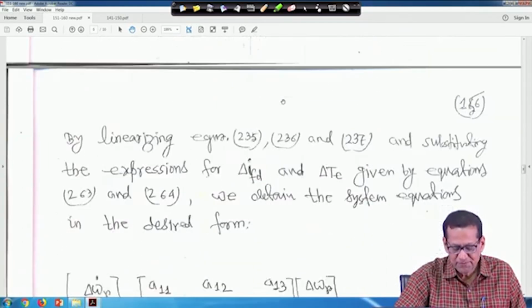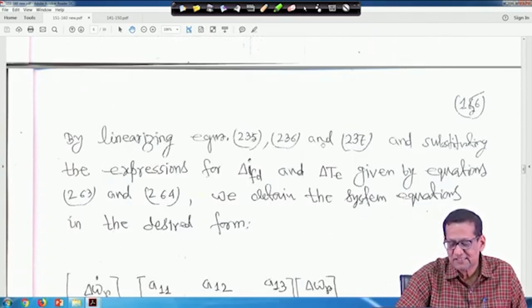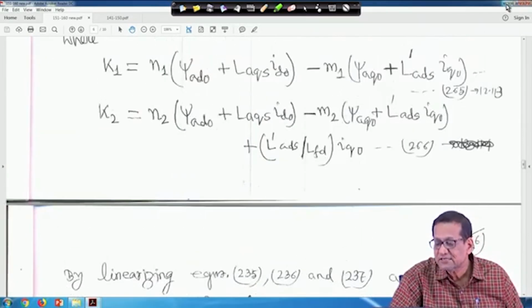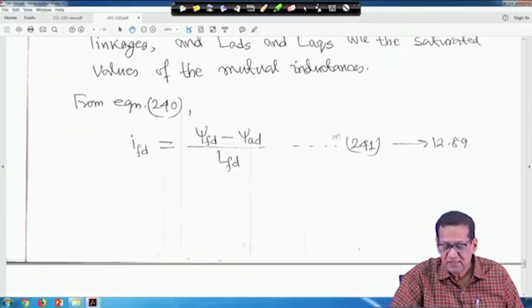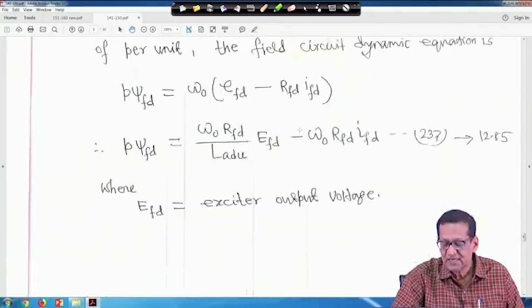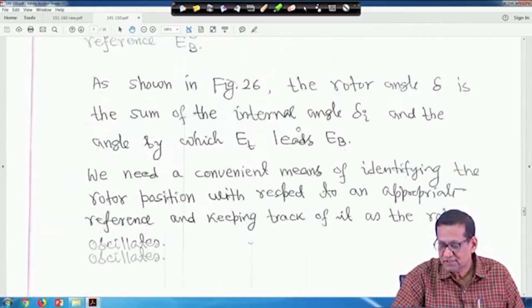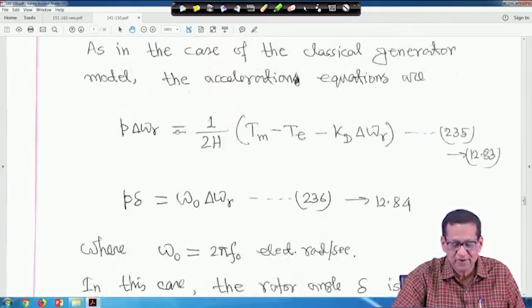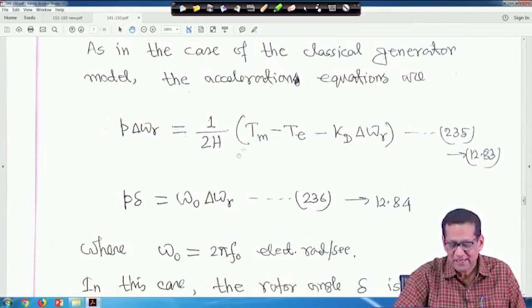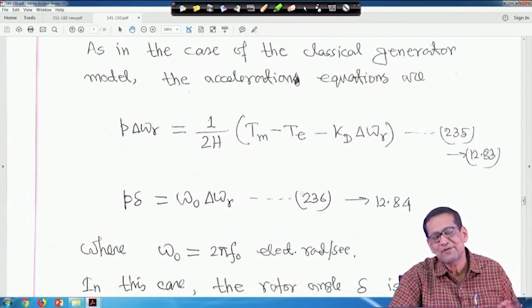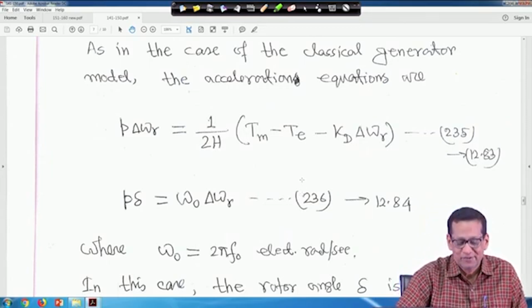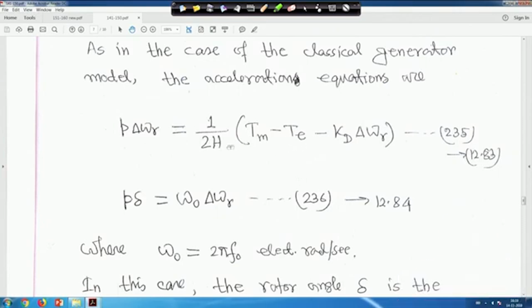Now, by linearizing equations 235, 236 and 237 and substituting the expressions for delta IFD and delta Te given by equations 263 and 264, we obtain the system equations in the desired form. So, you have to linearize equations 235, 236 and 237. I will go to that 235 once again. This is equation 235, already we have linearized it and shown it, and 236 also has been linearized and shown, because of the previous block diagram in terms of H and omega 0, all these things have been linearized.